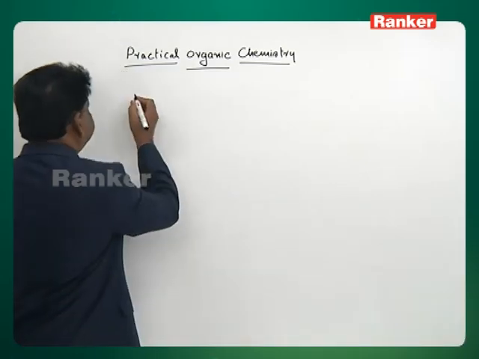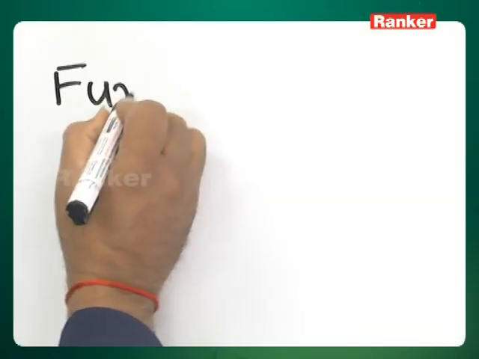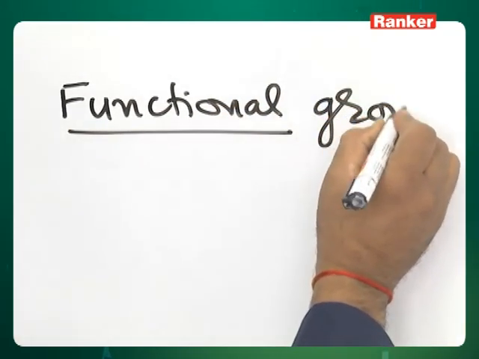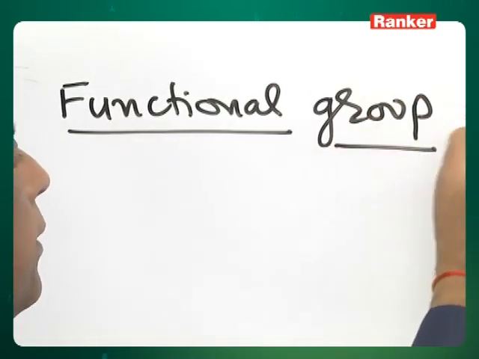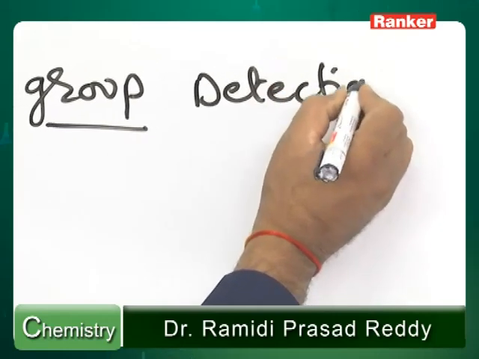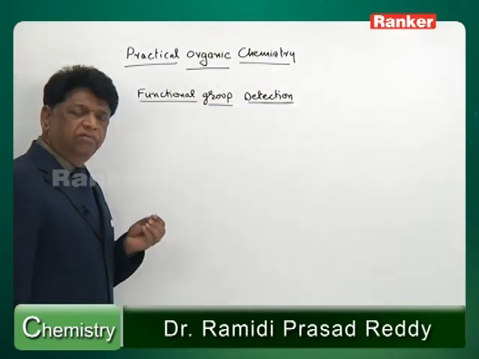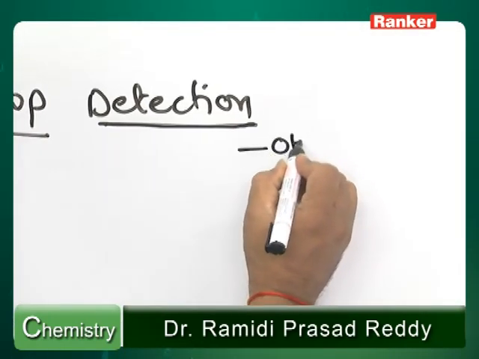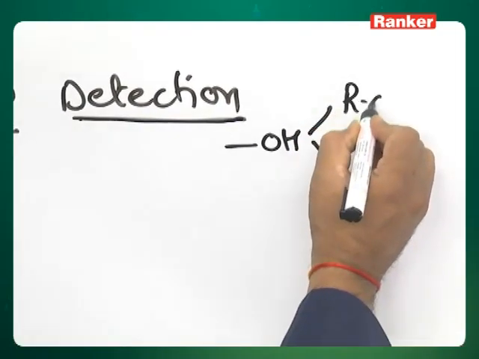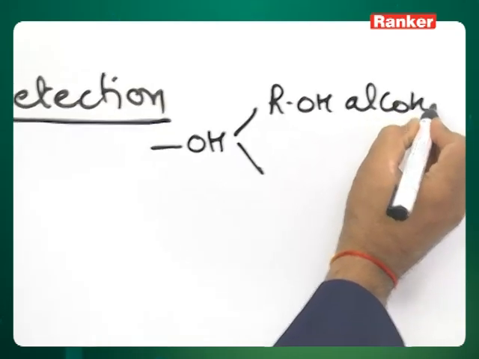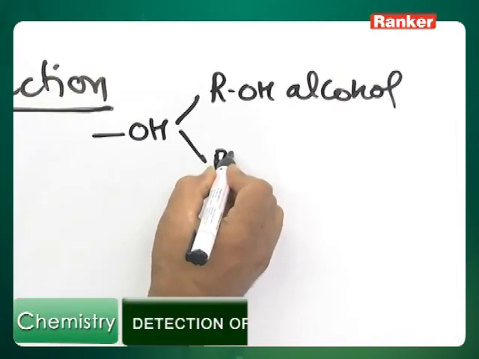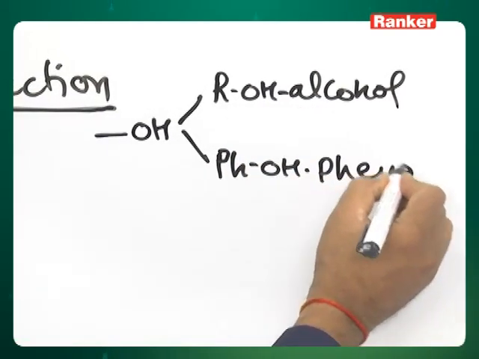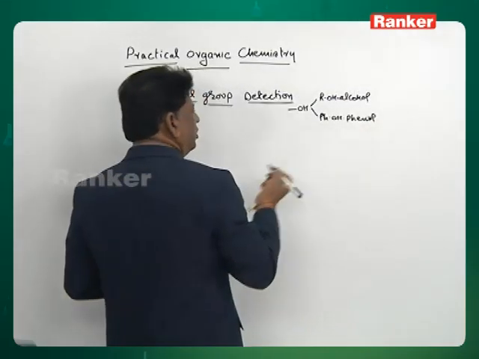Now let's go for the next aspect of this practical organic chemistry, functional group detection. There are 5 functional groups given for this study. One is the hydroxy group, in which 2 varieties are there. ROH is called alcohol function, and an aromatic system like benzene with OH is called phenolic function. Phenol group and alcohol group.